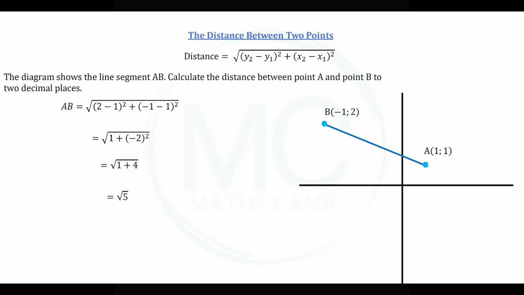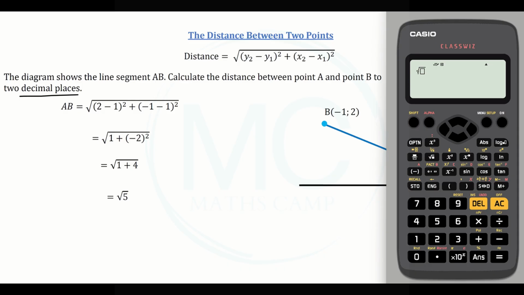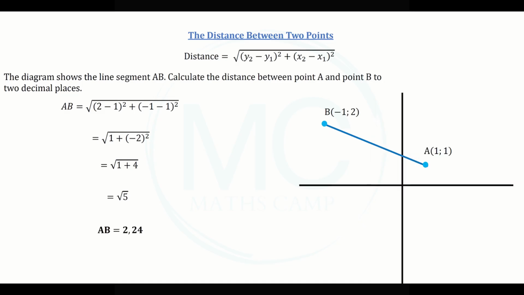Now, the question asks us to put our answer to 2 decimal places. So let's open our calculator and we can say square root 5. Let's put this in decimal form and we get 2.236. Let's round this off to 2 decimal places and we see that AB is equal to 2.24. We can use our calculator to find any distance, and you can put this equation straight into your calculator. But it is important to understand how we use this formula and each step we have to take.